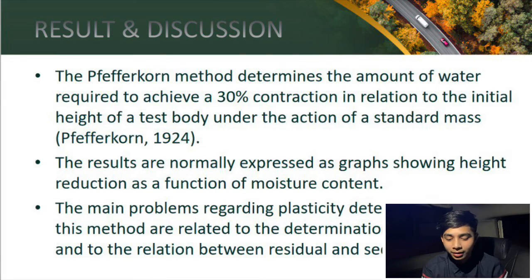For the next slide, the first point is that the Pfefferkorn method determines the amount of water required to achieve a 30% contraction in relation to the initial height of a test body under the action of a standard mass. Second point, the result is normally expressed as a graph showing height reduction as a function of moisture content.